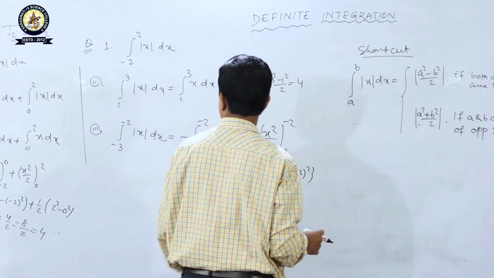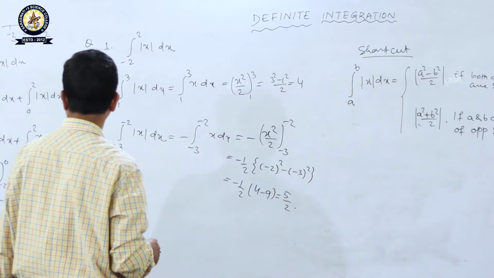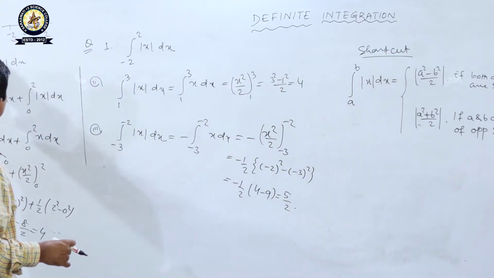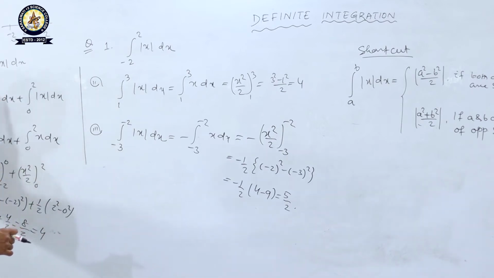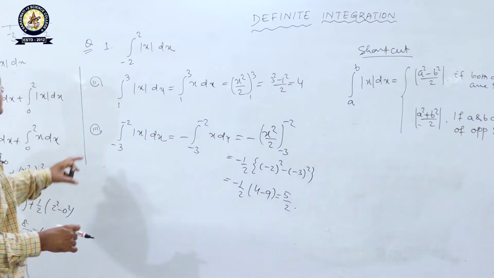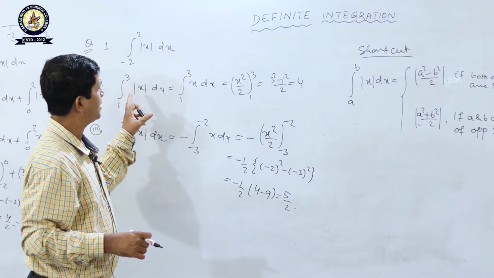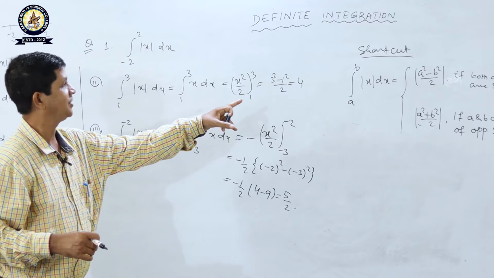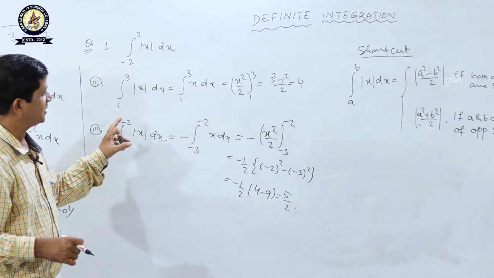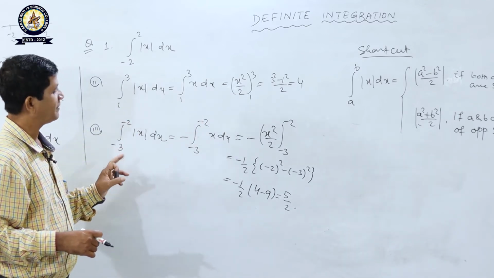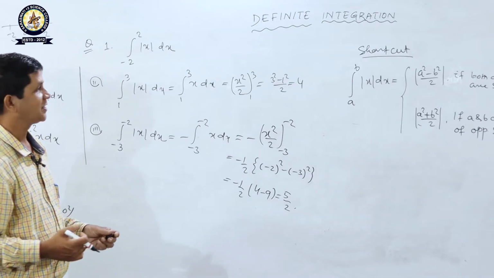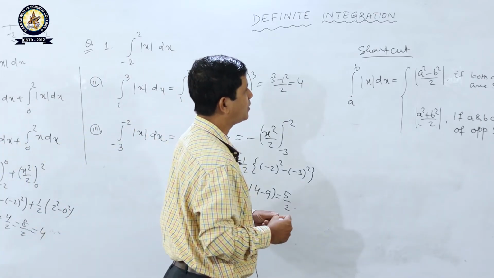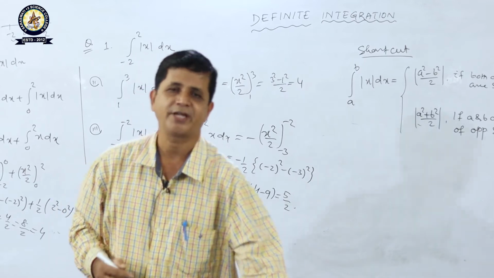If a and b are of opposite sign, then it is a square plus b square by 2. So 2 square plus 2 square by 2, here is the answer: 4 plus 4, 8 by 2. But in this case, look at b square minus a square by 2: 3 square minus 1 square by 2. Here in this case also, same: minus 2 square minus 3 square by 2. Right, so this is the shortcut for modulus of x.